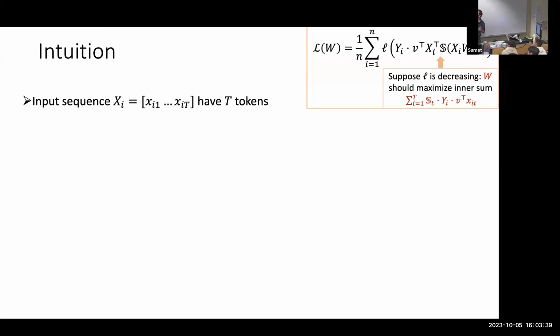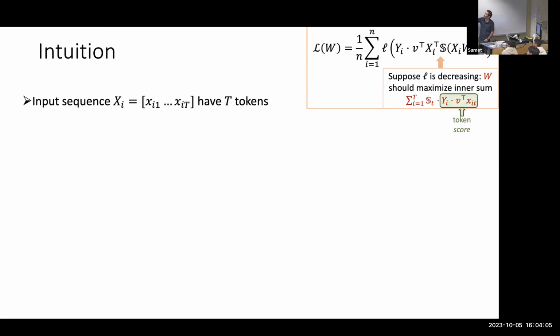I'm writing the exact same thing in terms of a convex combination of Yi times V transpose XIT, okay? And don't forget that the summation of the S_t is equal to 1. So when you are given all this information, there is a clear thing to do to optimize this: picking the S_t to be 1 at the best location.